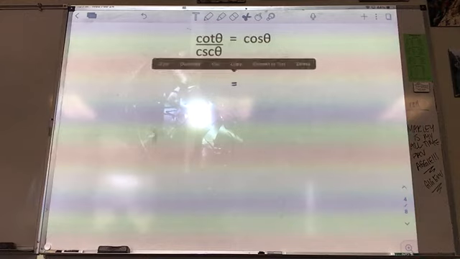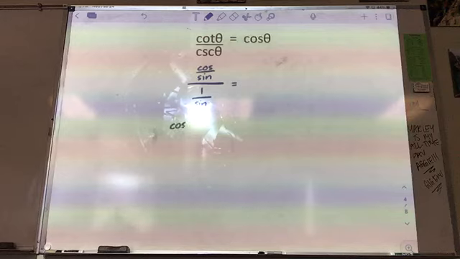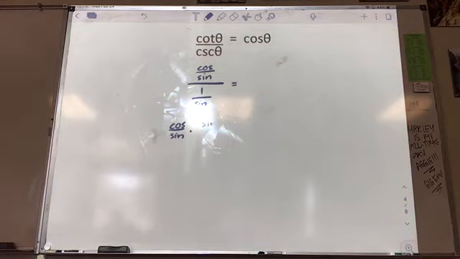Hopefully you know from memory, cotangent is cosine over sine. So this looks like 1 on your quiz. And on the bottom, cosecant changes to 1 over sine, multiplying by the reciprocal. So we're going to multiply by the reciprocal, cosine over sine, multiplied by sine over 1. Because we're dividing by a fraction, my sines cancel, and you can see that this side now says cosine of theta, and that equals our proof of cosine of theta.